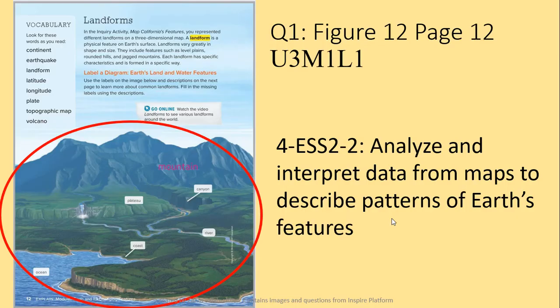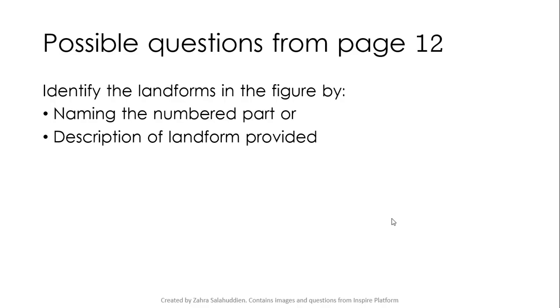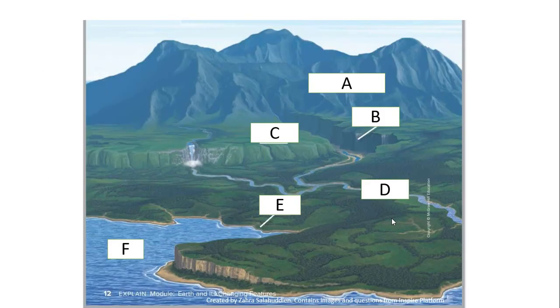In part 1 of our paper, the first question will come from page 12, and it is only about the picture. So please make sure you study this picture completely. They may ask you the question in one of two ways. They may ask you to name the numbered part, or they may give you a description of the landform and ask you to give the number or the letter that represents that description. So remember, it is multiple choice. It is important that you know the spelling of the words and where it is on this map.